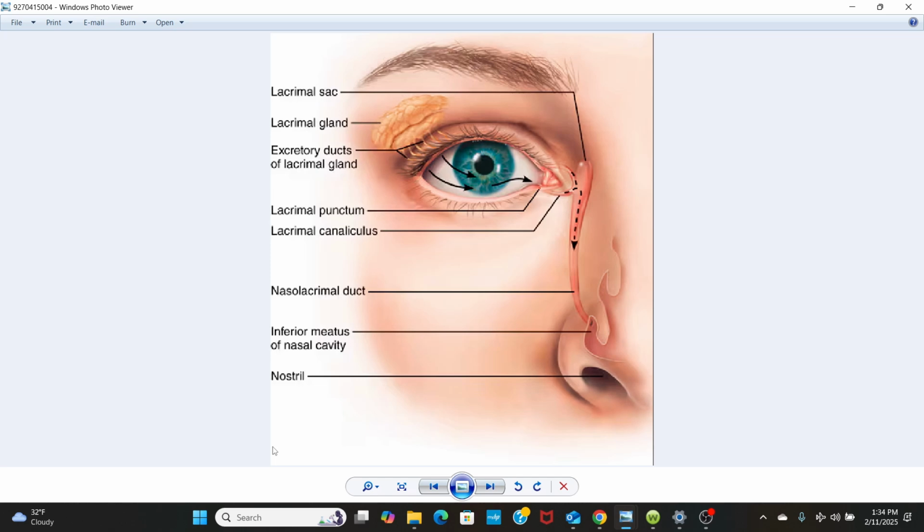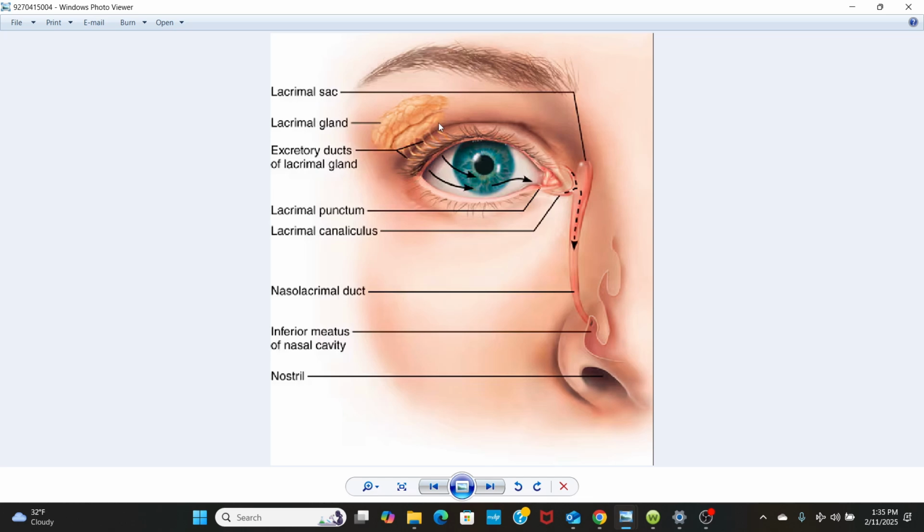So structures which belong to our vision or which have to do with our vision are our eyeballs, optic nerves, optic tracts, and parts of the brain which have to do with our vision. So the accessory structures of our eyes are eyebrows, eyelids, conjunctiva, which is this, and lacrimal apparatus. And extrinsic eye muscles. The extrinsic eye muscles are the muscles which move our eyes side to side, up and down. We will get to them later on.